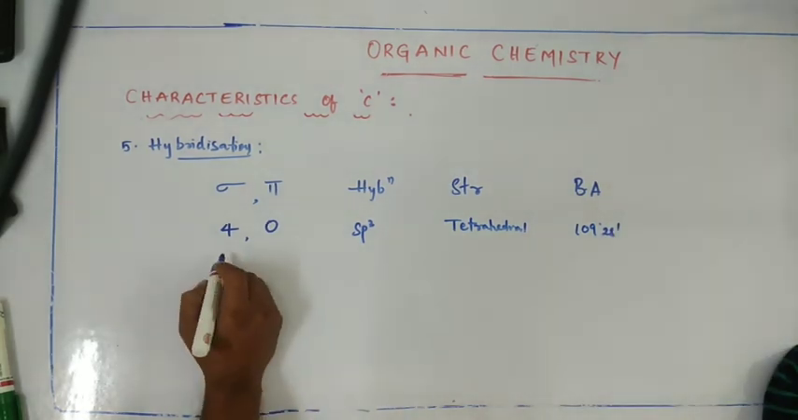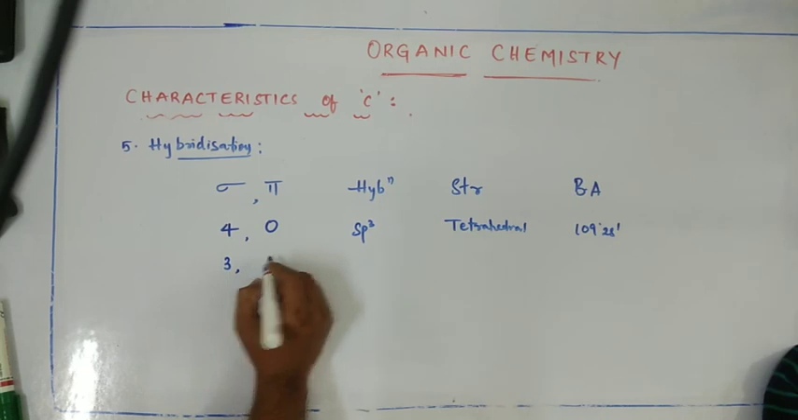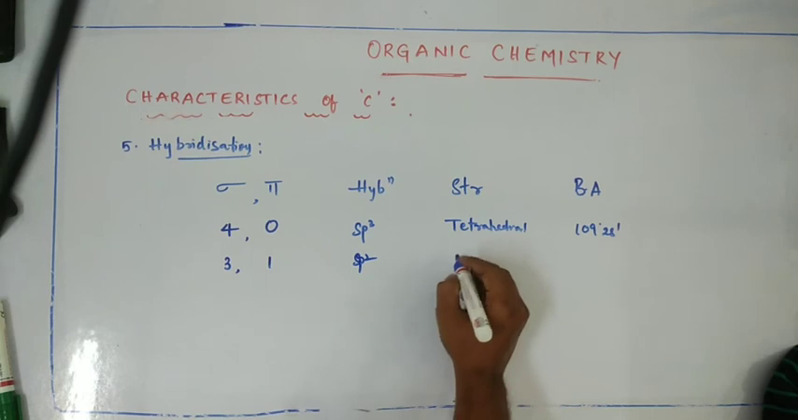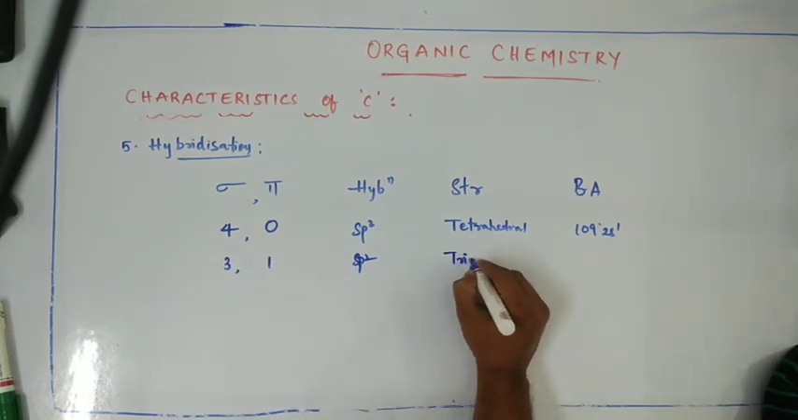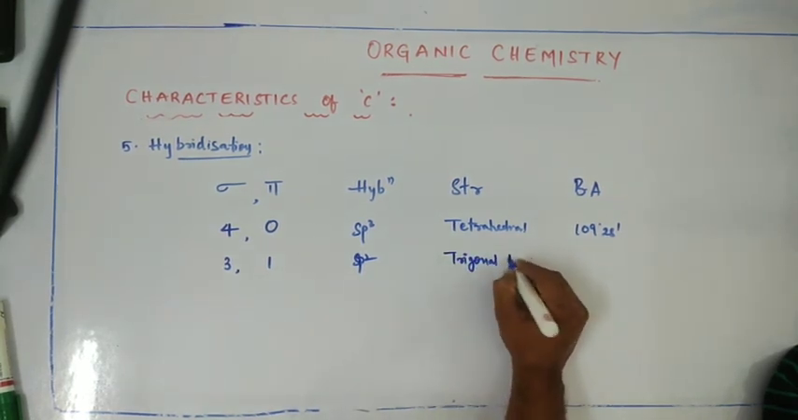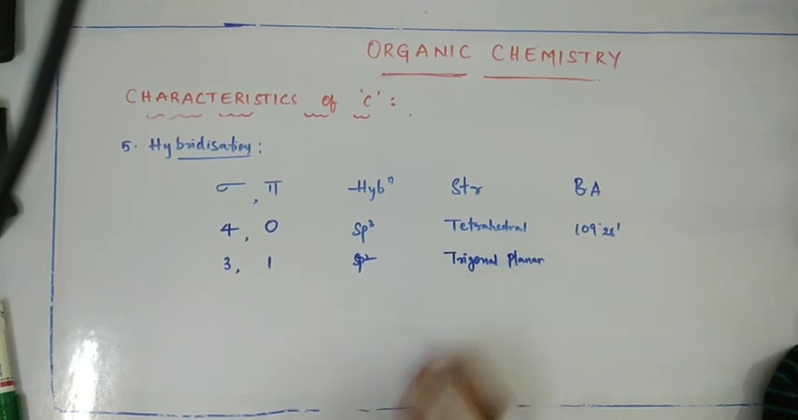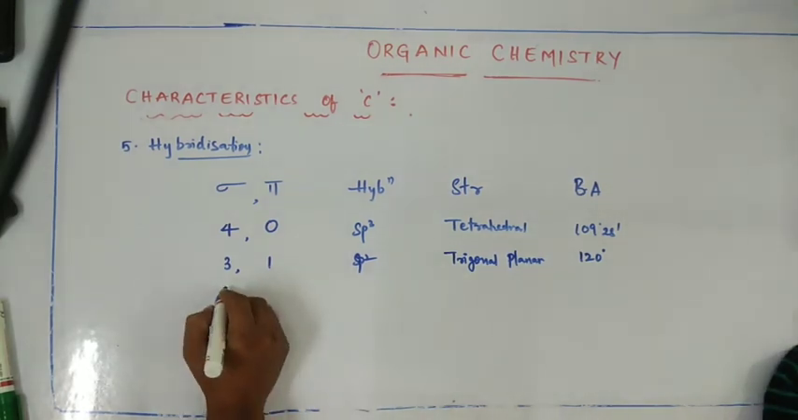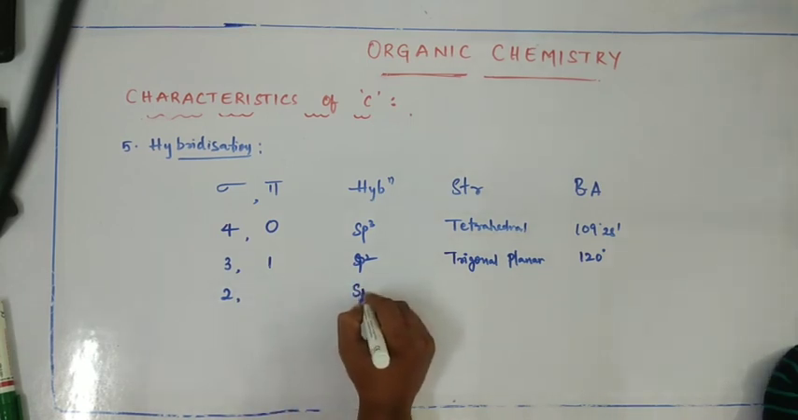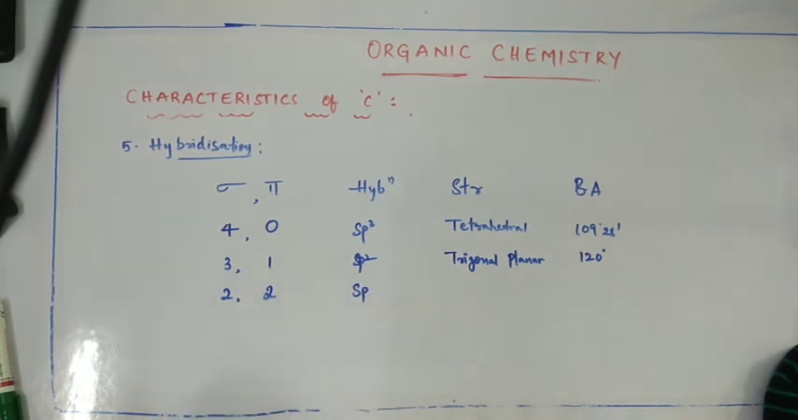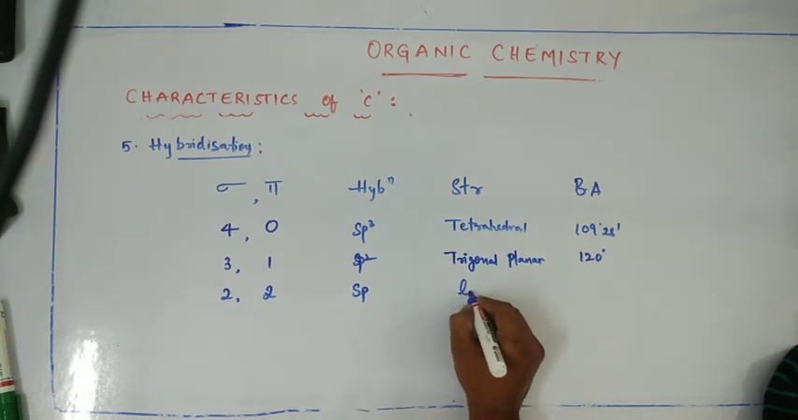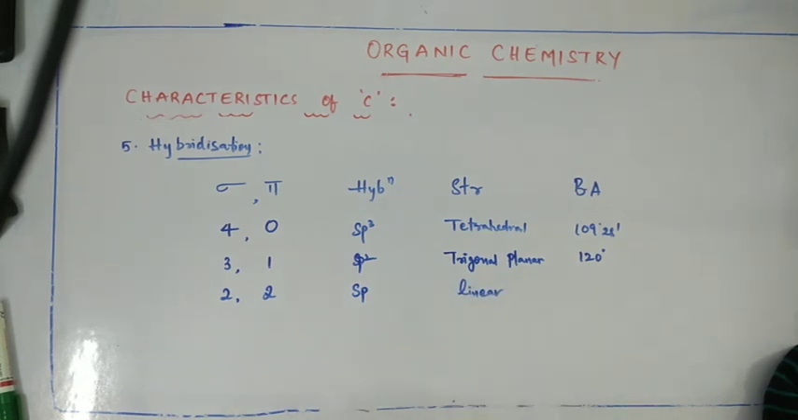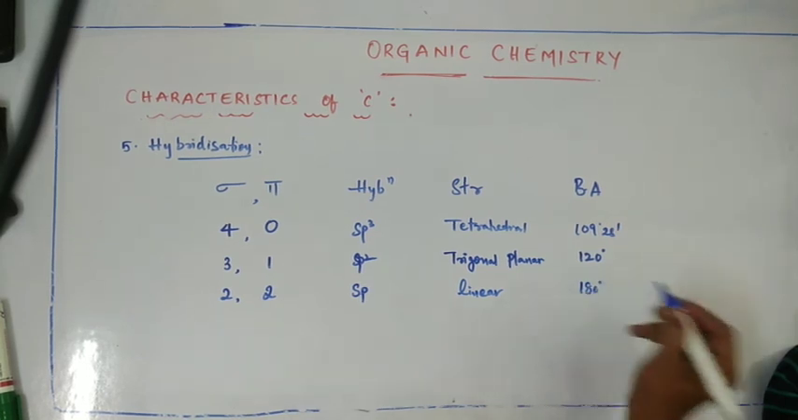If carbon wants to form bonds with three atoms, it utilizes sp2 hybridization. In this, one pi bond is present. The shape is trigonal planar and the bond angle is 120 degrees. If carbon forms bonds with two atoms, it utilizes sp hybridization. In this, two pi bonds are involved. The shape is linear and the bond angle is 180 degrees.